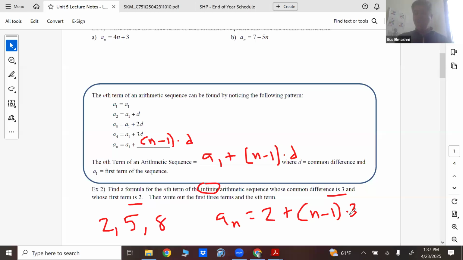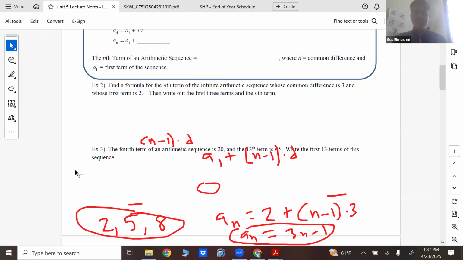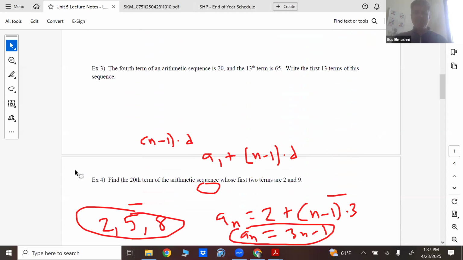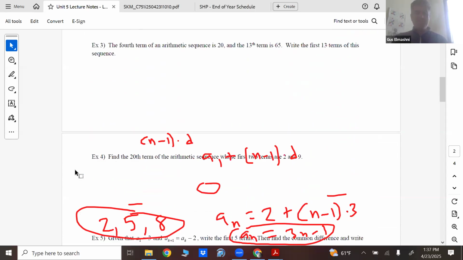And you can leave your answer like that. You don't have to simplify it. If you want to simplify it, go ahead. If you simplify, you should get what? 3n minus 1. Right? Does that make sense? Yeah. Okay, all's good? Okay, pretty straightforward. But they do get crazy. Just wait. All right, let's look at example 3.